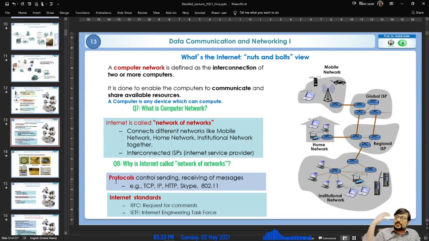Whenever there are rules and protocols, those rules should be observed under some authority. IEEE and other kinds of authorities are there to make the standard of the internet, so that every community and every country can follow it. Even if their own rules are different, on the internet they have to follow the same kind of rules. So this is what we studied last class.